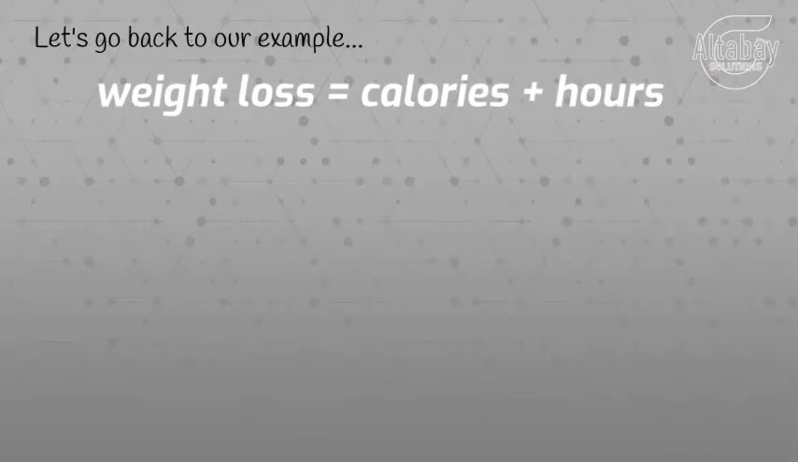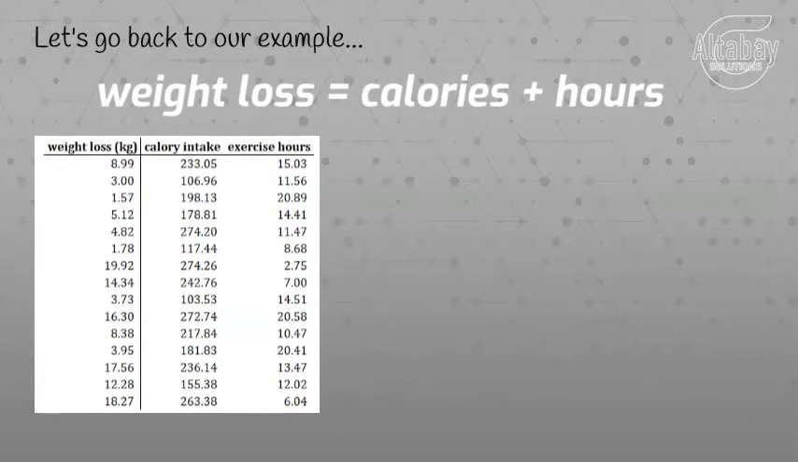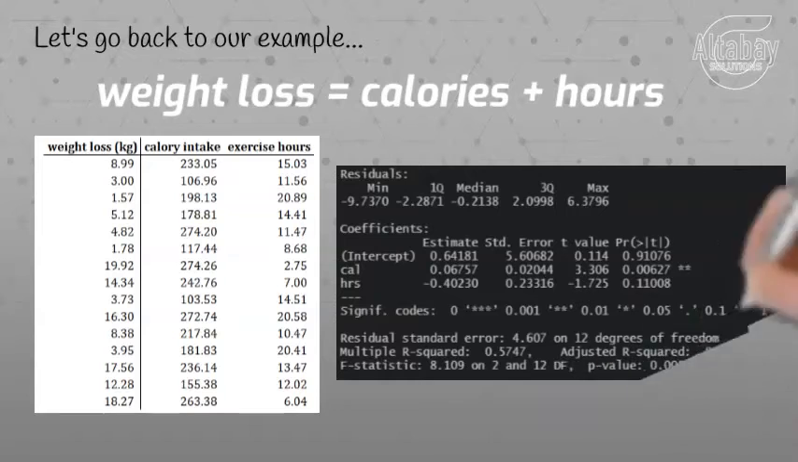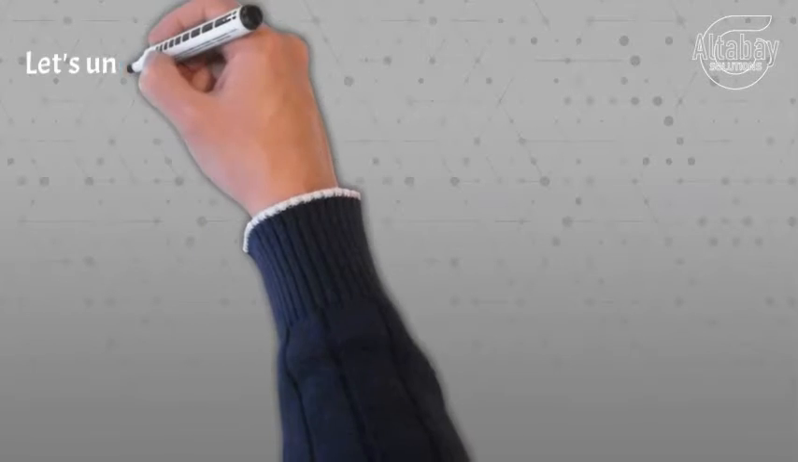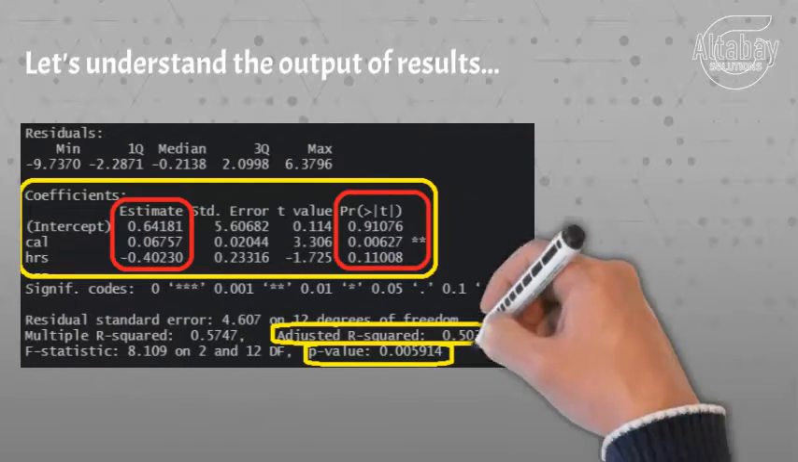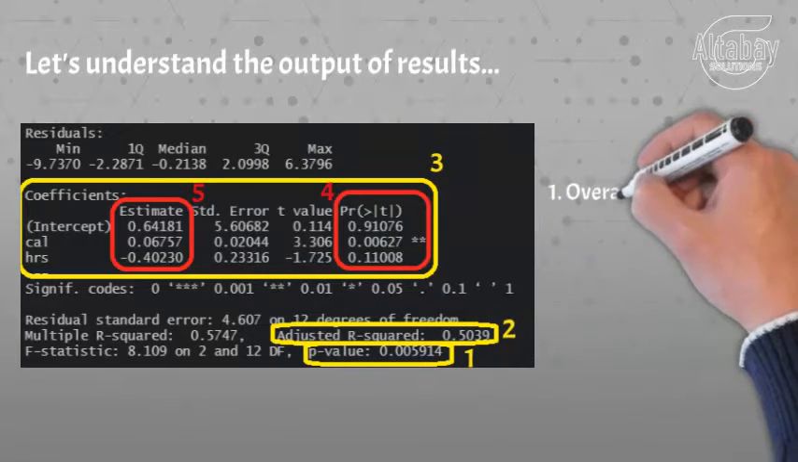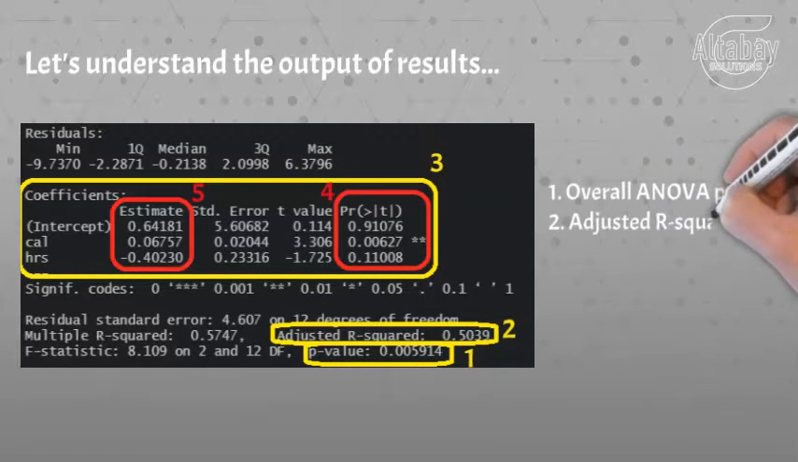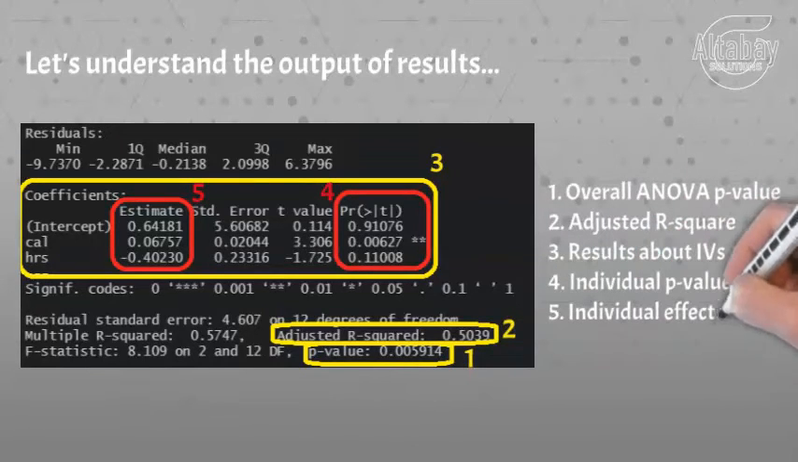Let's go back to our example and our simple equation. Suppose the data for 15 individuals is listed as follows. Performing an OLS regression will have results looking like this. I know it seems complicated, but let's try to understand what it means and what we need to look at. We basically need to look at 5 basic components: the overall ANOVA p-value, adjusted r-square, the results regarding our IVs, and within that, the individual p-values and effects.